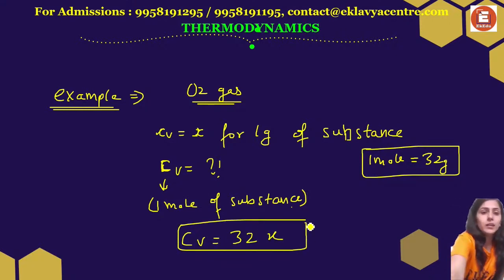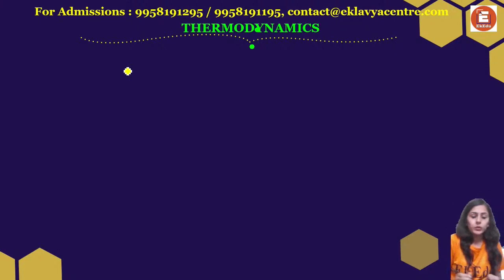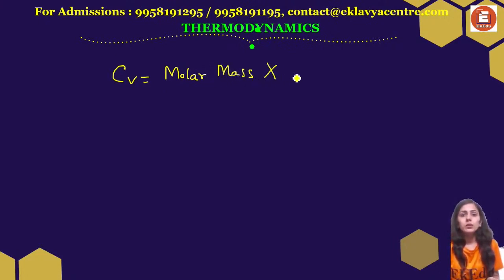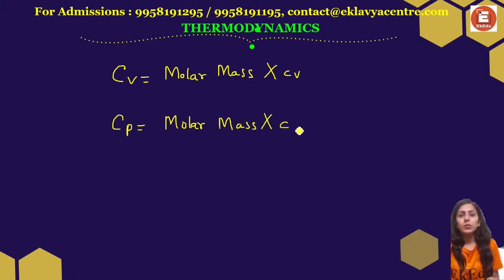So therefore, in general, we can write capital Cv is equal to molar mass into small cv, and capital Cp is equal to molar mass into small cp. I hope this much is clear to you.